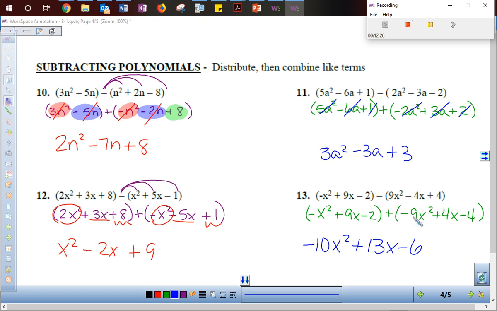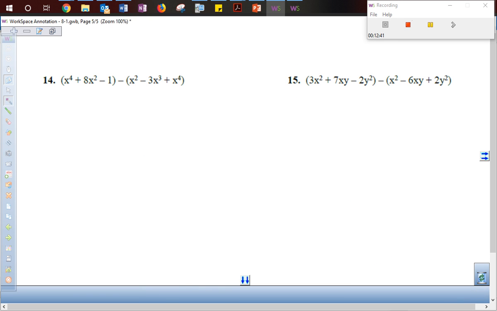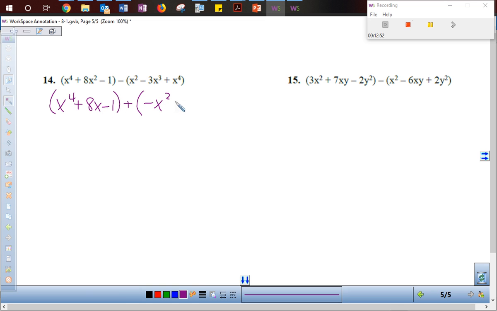Hopefully, you distributed and got your second trinomial to be negative 9x squared plus 4x minus 4, and then you combine your like terms and got negative 10x squared plus 13x minus 6. On number 14, let's start by distributing that negative symbol. So I'll still be left with x to the 4th plus 8x squared minus 1, but now I'll be adding a negative x squared plus 3x cubed minus x to the 4th.